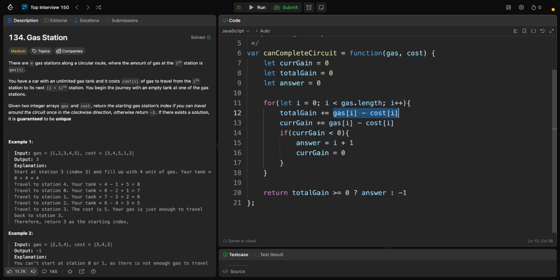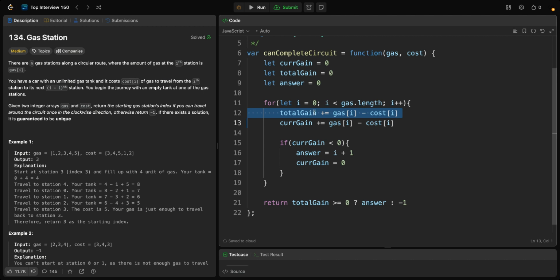After that, we determine feasibility. So after the loop, if total gain is negative, it's impossible to complete the circuit starting from any gas station, and -1 is returned. If the total gain is non-negative, it means completing the circuit is possible, and the answer variable is returned. So this is the key point of it.